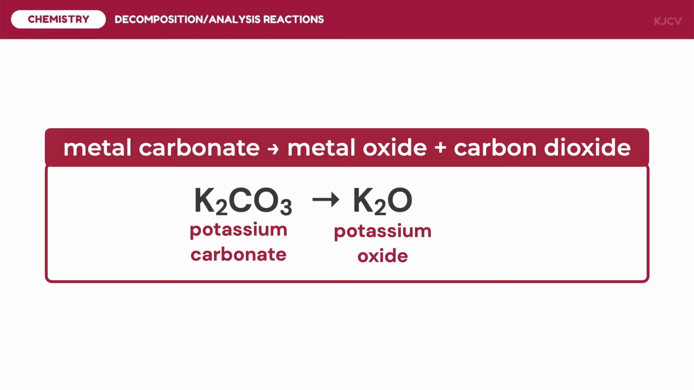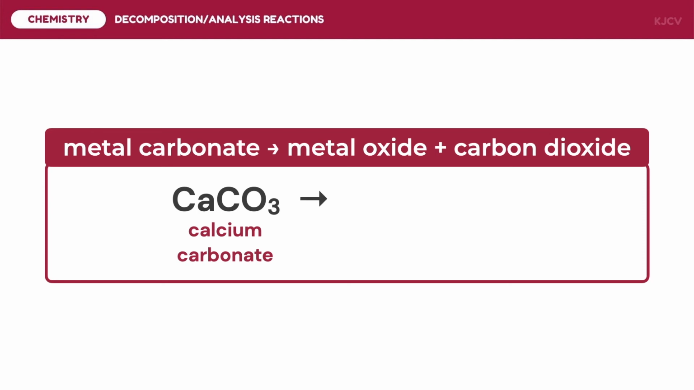The other product is a constant product for metal carbonate decomposition reactions. This is carbon dioxide. This reaction is already balanced. Thus, the decomposition of 1 mole of potassium carbonate will yield 1 mole of potassium oxide and 1 mole of carbon dioxide.